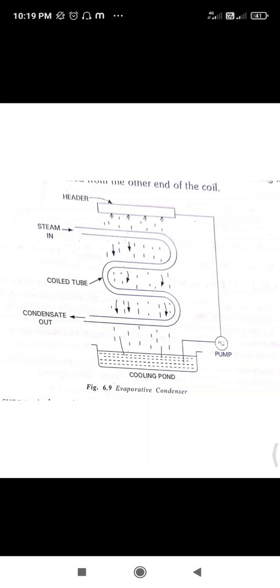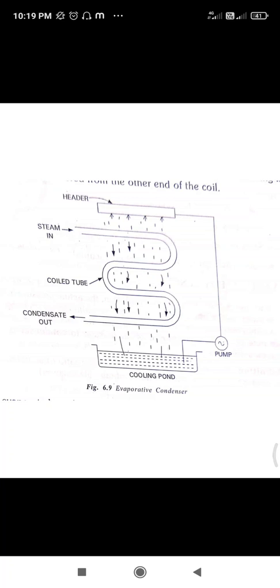Now I will once again explain the evaporative surface condenser. The exhaust steam from the engine or turbine is passed through coiled finned tubes over which the cooling water is sprayed. Part of the water is evaporated, taking the latent heat from the steam, and the rest of the water drips down to the cooling pond.